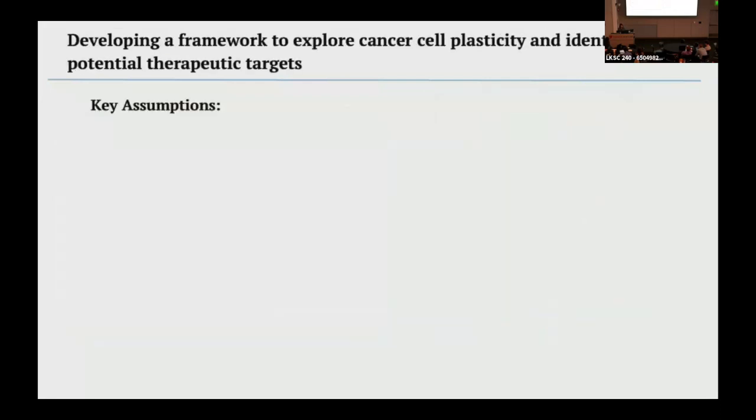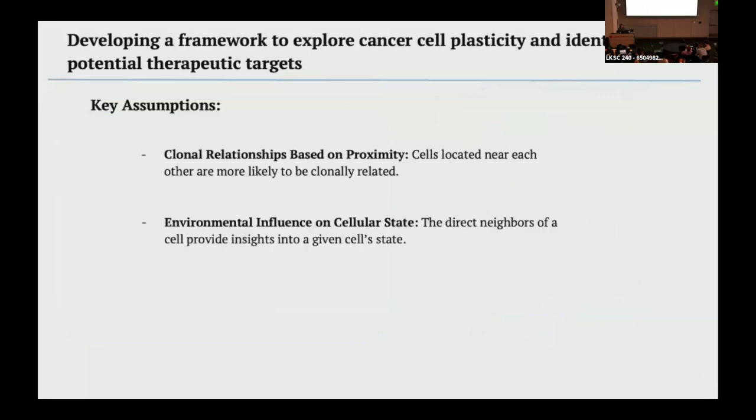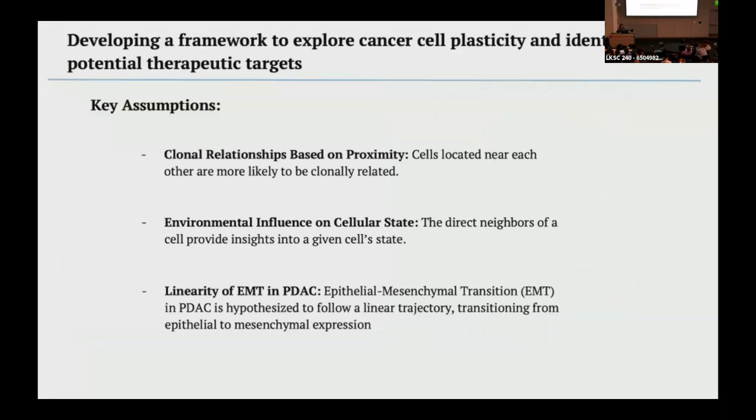The framework I'm presenting today is based on 3 key assumptions. 1, that cells physically close to each other are more likely to be clonally related than cells that are super far apart. 2, the direct neighbors of a cell provide valuable information about the cell's state. And 3, EMT in PDAC follows a linear trajectory from epithelial to mesenchymal states.